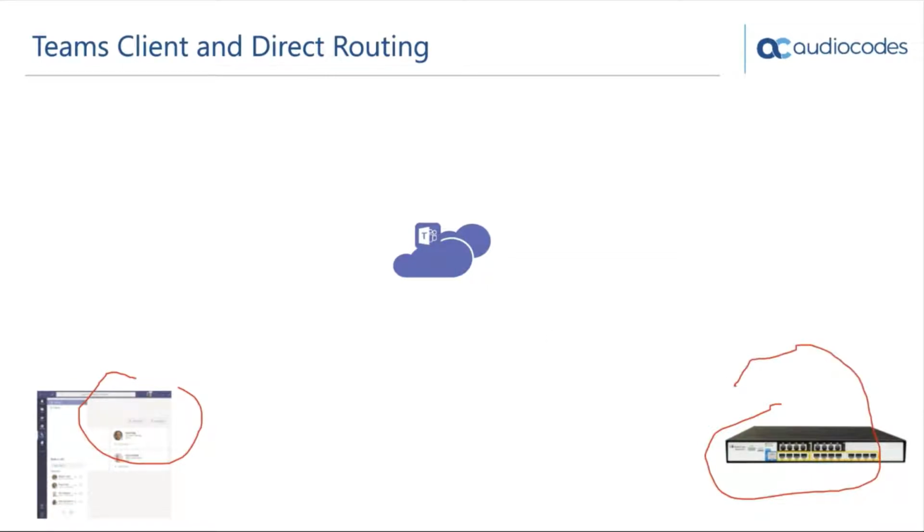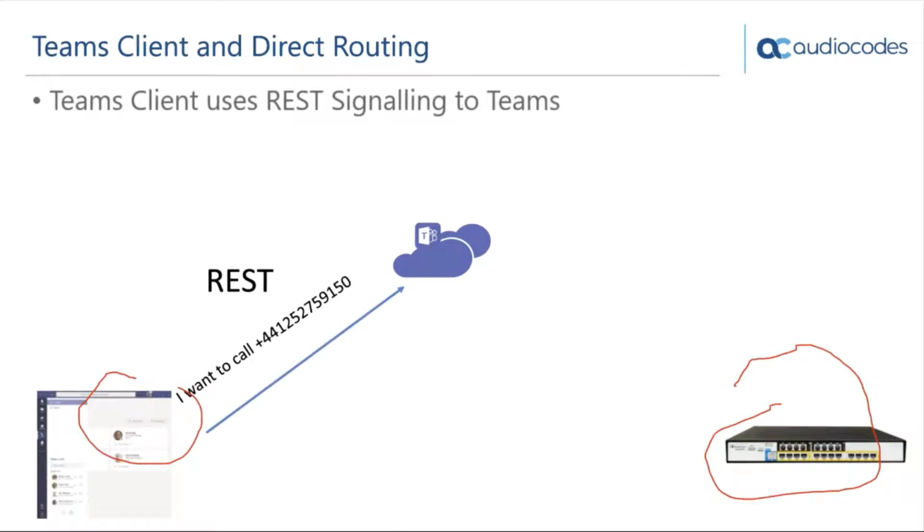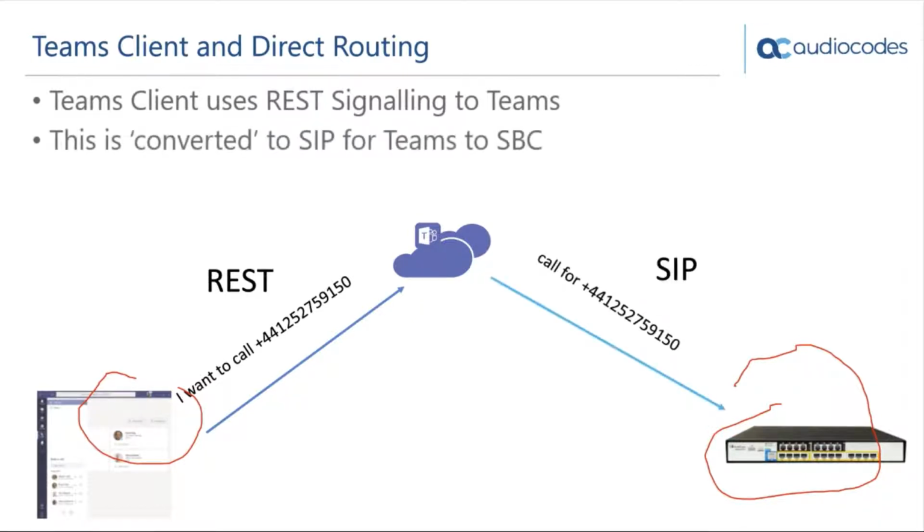When a call is set up, essentially the REST call goes up. When I want to call this telephone number, 01252759150, a message goes to Teams, and then Teams converts that to SIP and sends it down to the SBC, because SBCs talk SIP, they don't talk this REST protocol. So that's the signaling setup.